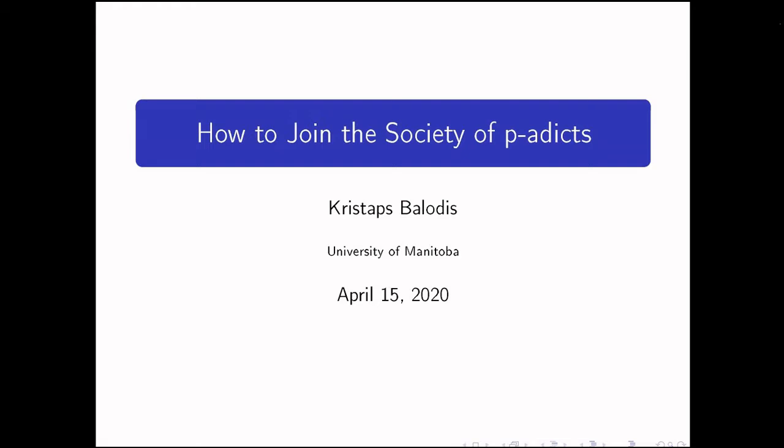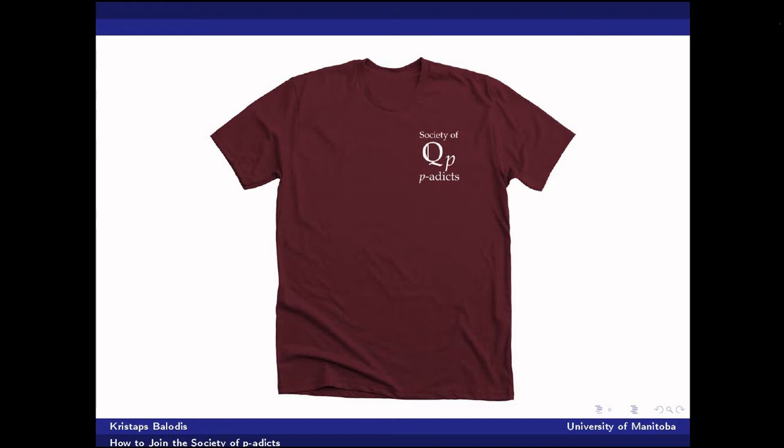So the following is a presentation I had to make for a course I took recently on algebraic number theory. And the title, How to Join the Society of p-adicts, is inspired by the shirt that I recently purchased, where we see the symbol Q_p here. And at the end of the talk, I'm going to show you the reverse side of this shirt.